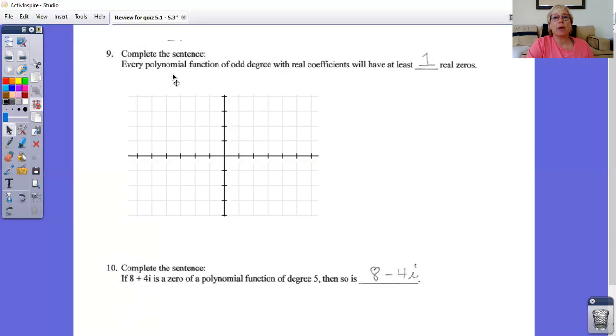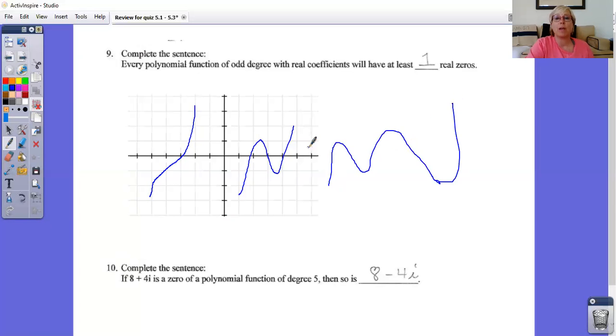Okay, so every polynomial function that has an odd degree is going to have at least one real zero. That's a rule. So if I have like x cubed or any polynomial x to the 5th, x minus 1 to the 7th, it will touch in one place at least. Now it might touch in 3, it might touch in 5, but it will always have at least one real zero.